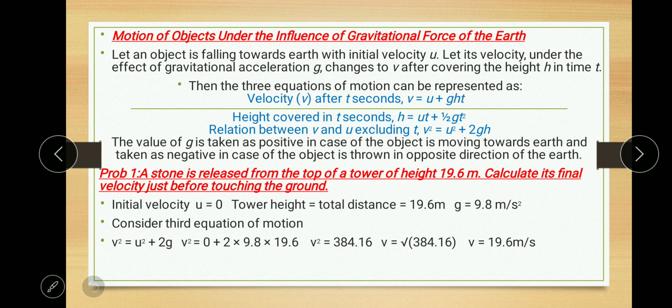Problem number 1. A stone is released from the top of a tower of height h, 19.6 meter. Calculate its final velocity just before touching the ground. Initially it is at rest, so u equal to 0. Tower height equal to total distance, 19.6. Acceleration g is 9.8 meter per second square. Consider the third equation of motion: v square is equal to u square plus 2gh. So v square is equal to 0 plus 2 into 9.8 into 19.6.